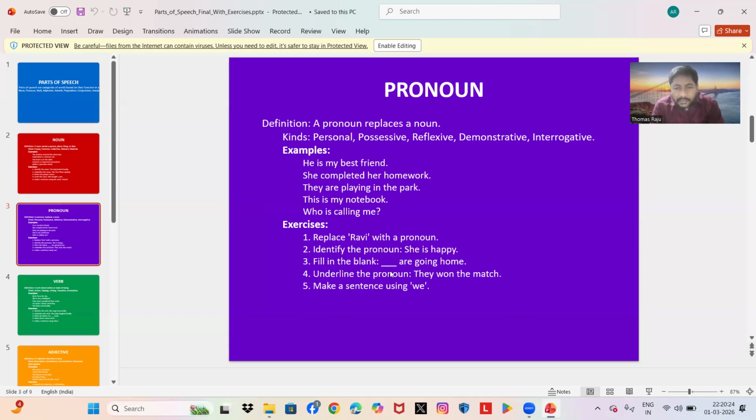Fill in the blank. They are going home. Underline the pronoun. They won the match. So here what is pronoun? They is pronoun. Make a sentence using we. So, we are students, like that. So this is about pronoun.